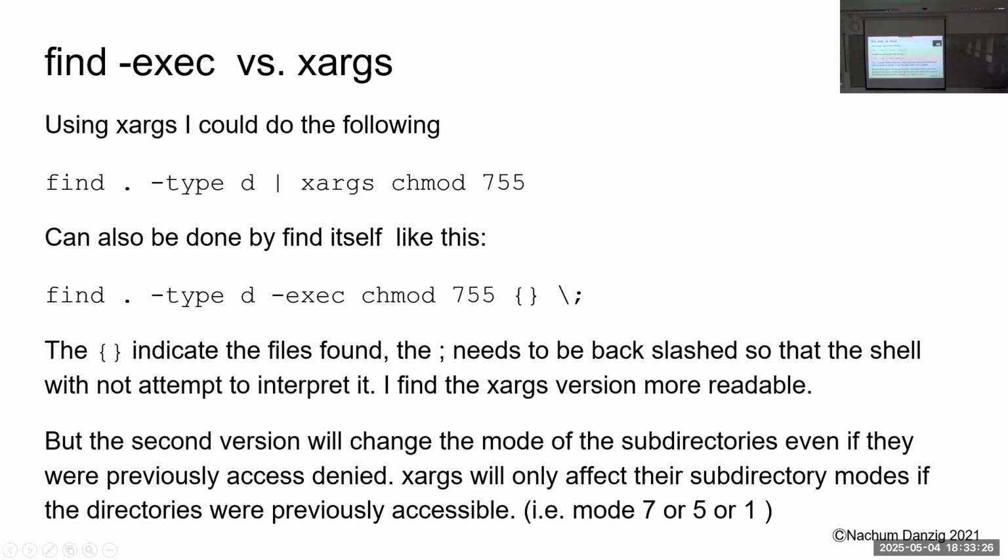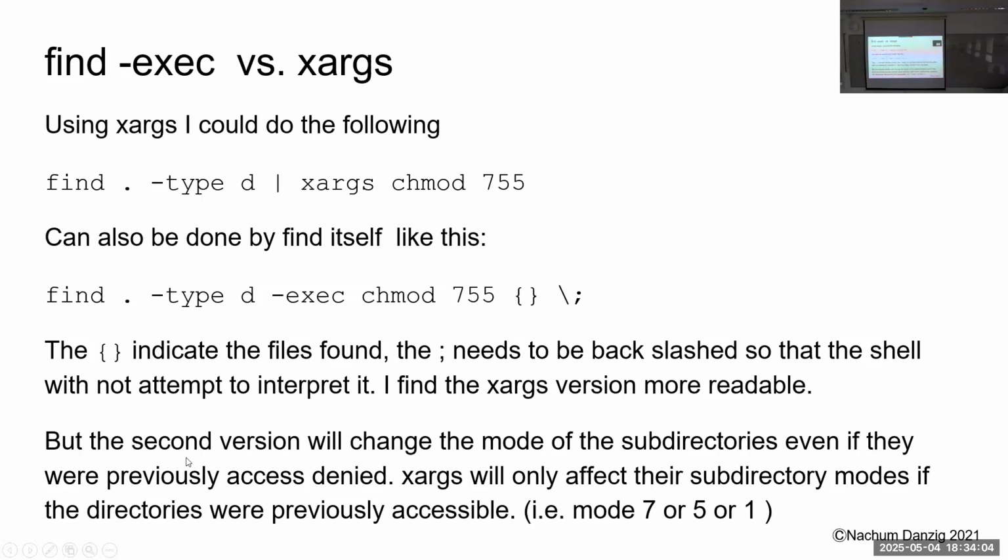The semicolon, I really want to write semicolon, but the semicolon will be removed by the shell, so to make the shell not remove it, I have to write a backslash. But I have to write a semicolon to tell it the end of the command. So the braces indicate the files found. The semicolon needs the backslash so the shell will not attempt to interpret it, will not remove it really. I find the xargs version more readable. I actually prefer the xargs. But this is also because it's hard to remember this exact syntax. That is braces, backslash semicolon. But you can remember.